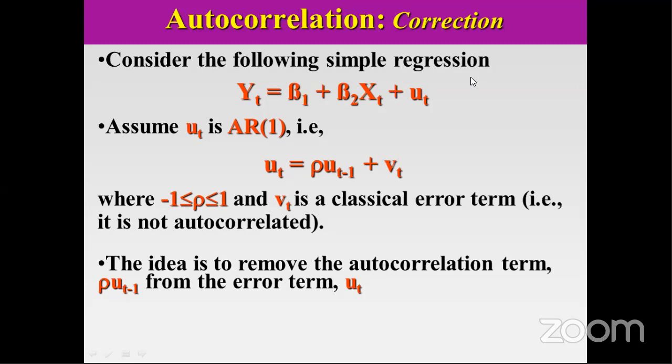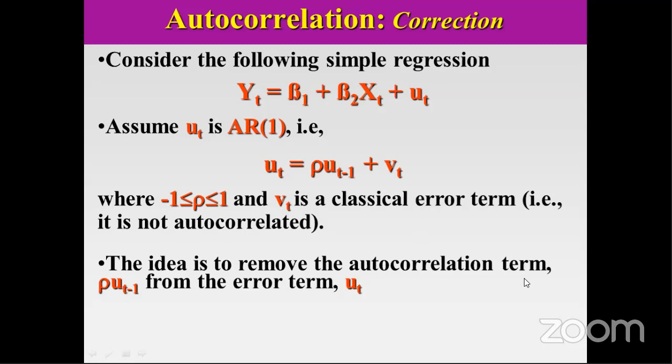So to simplify our analysis of correction or remedial measures, let us take a simple regression model with only one independent variable and assume that the disturbance term ut follows an AR(1) process. That AR(1) process is written as ut = rho ut-1 + vt, as we already noted. And the value of this rho lies between minus 1 and plus 1, as we already noted. And the vt of this AR(1) process is a classical error term, that means it is not autocorrelated.